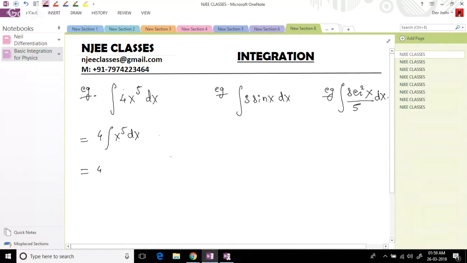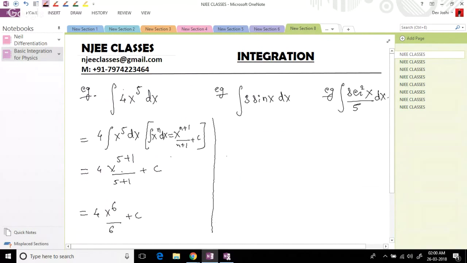Now we can apply what formula? X to the power n, correct? Integral of x to the power n dx is equal to what? X to the power n plus 1 upon n plus 1 plus c. So just apply that formula. So what we are having? X to the power 5 plus 1 upon 5 plus 1 plus c. So it is going to be equal to 4 x to the power 6 upon 6 plus c. This is your answer. Correct.